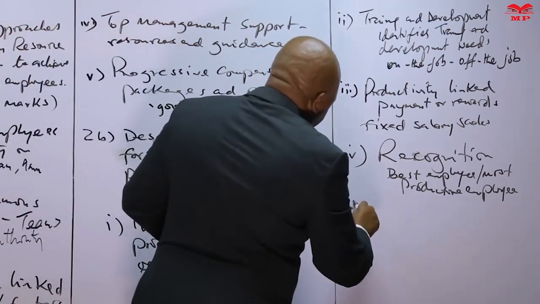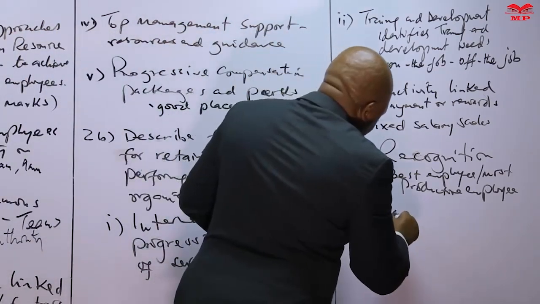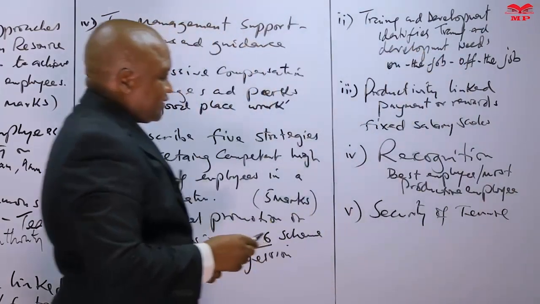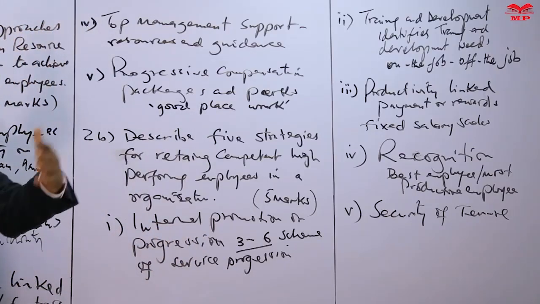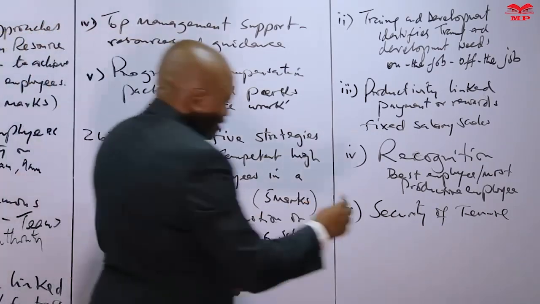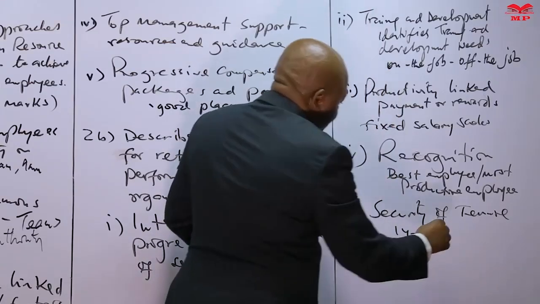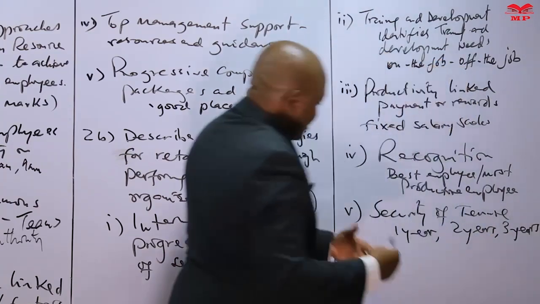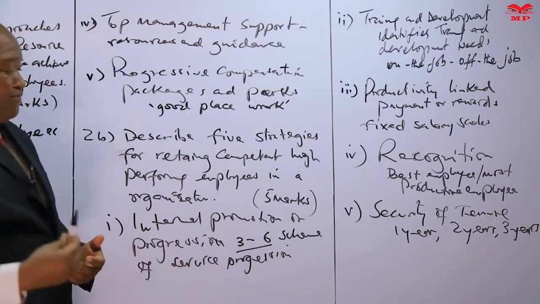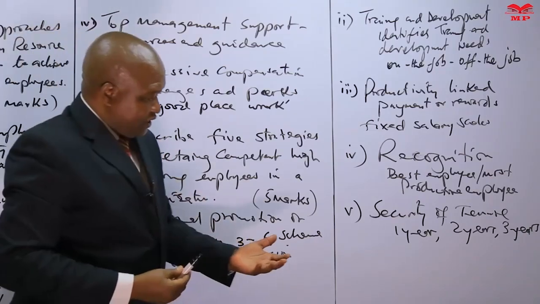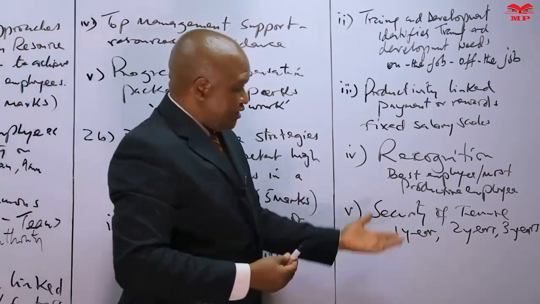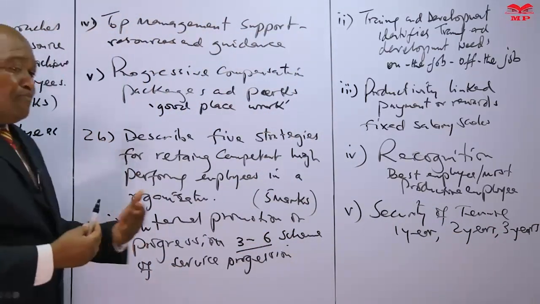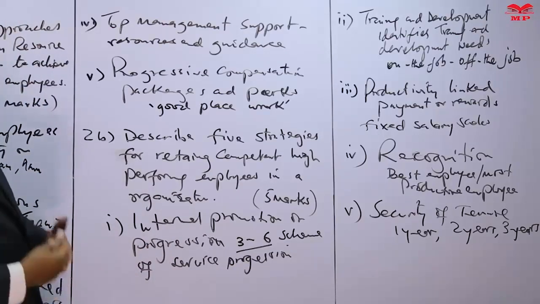Then fifthly, security of tenure. What this implies is that workers should have some kind of agreed working duration. It could be 1 year, 2 years, or 3 years, where a contract is signed and an employee is given security of tenure, that the employee will be working for an organization for 1, 2, or 3 years, and these contracts are likely to be renewed based on performance and an additional benefit given to workers.